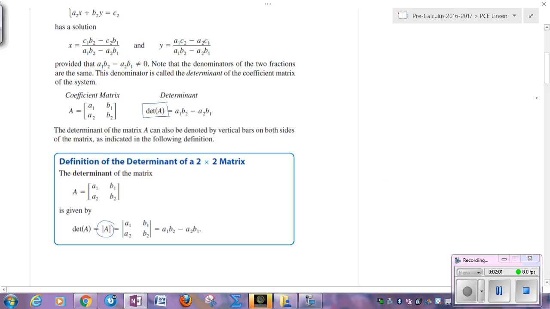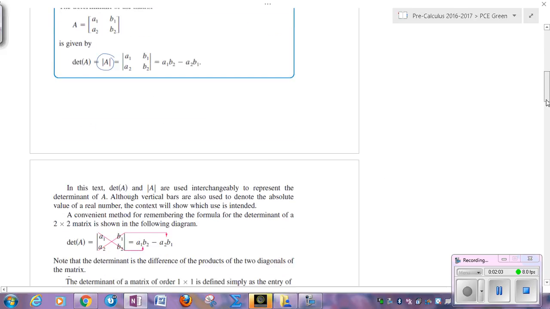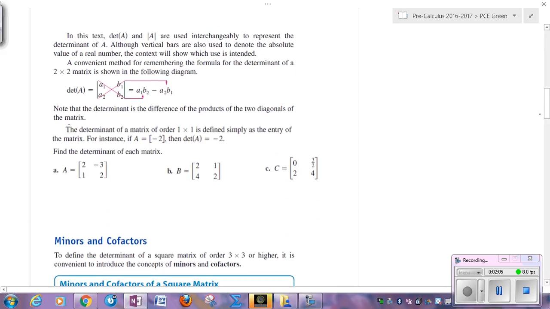So on the next page, it gives you a little diagram of how that's done. So if you'll notice, it's kind of a diagonal multiplication, and then you subtract and you multiply diagonally the other way. Almost like a cross multiplying. Okay, so we're going to find the determinant for each one of these matrices.